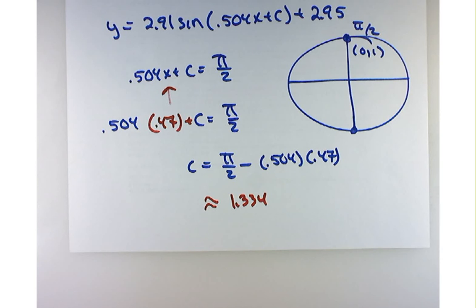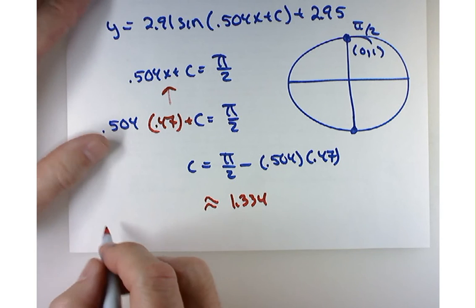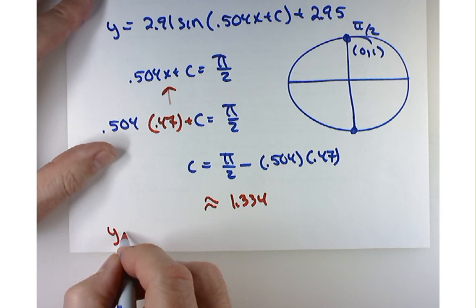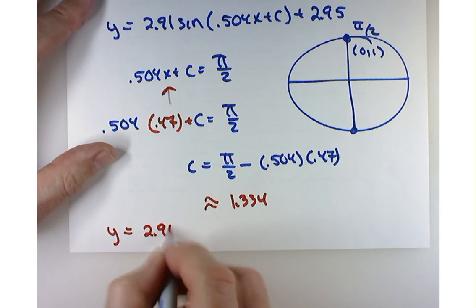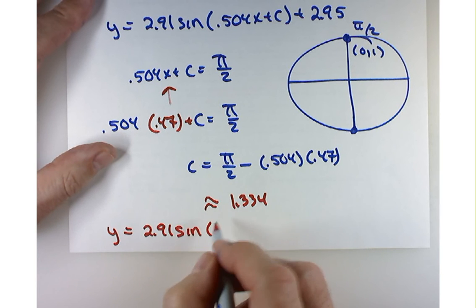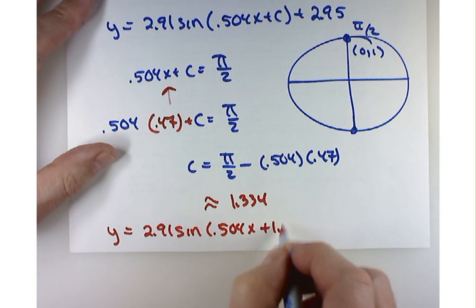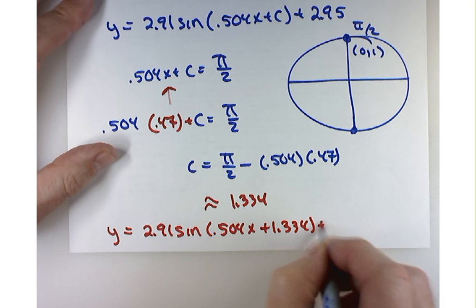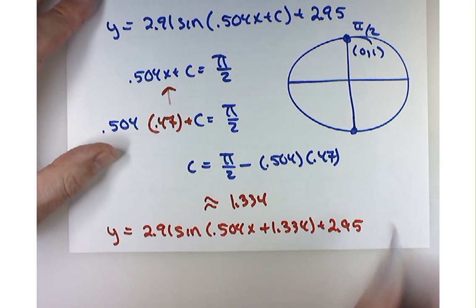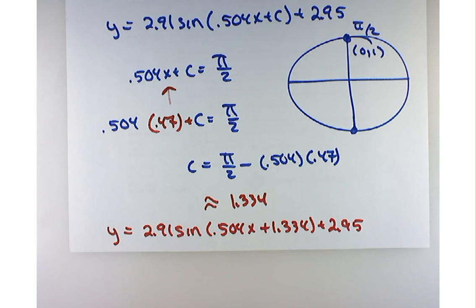Yay, and that's it. So overall, my function should look like this. y equals 2.91 times sine of 0.504x plus 1.334, plus 2.95. Beautiful.